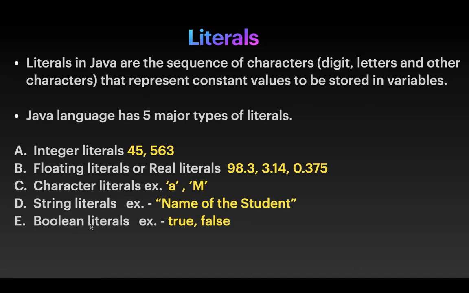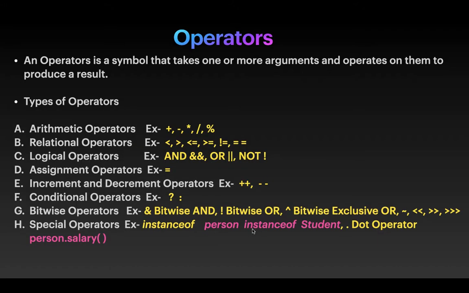Then lastly, we have Boolean literals. Boolean has a fixed value. Either it will be true or false. You cannot store any other value than this. So for a Boolean literal, the values are fixed; it can store only one of two values, nothing else. So this is about literals. Now let's see the next.